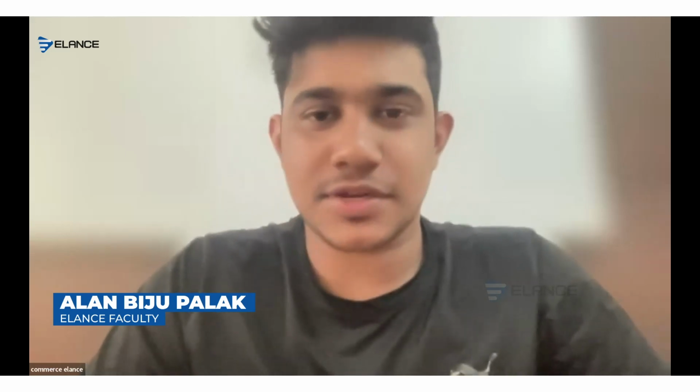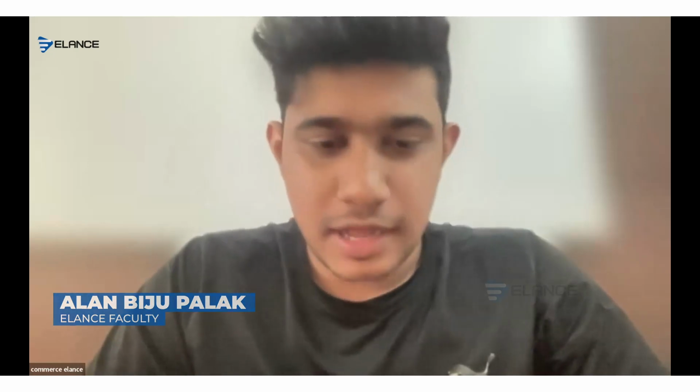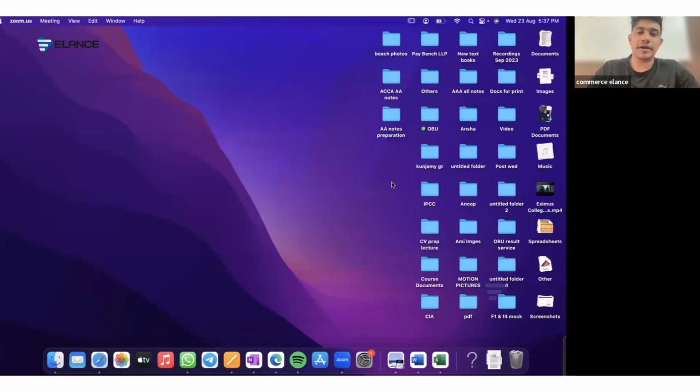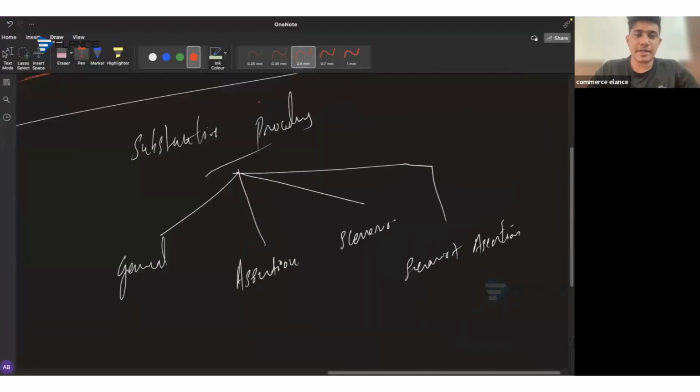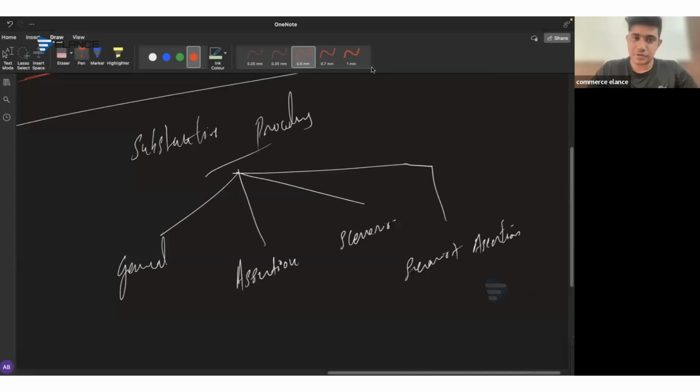Last session, we discussed the area of audit risk. In this session, we will properly discuss the area of substantive procedures, which is one of the core areas for the paper AA. We have already spent multiple days on substantive procedures because it's one of the most important areas, and we will have multiple questions from it.